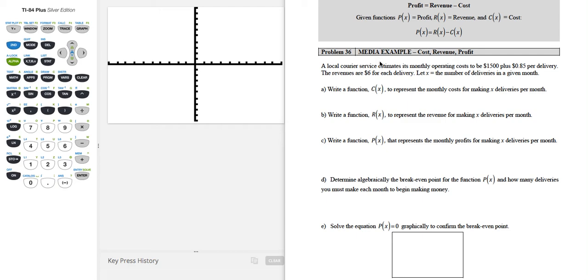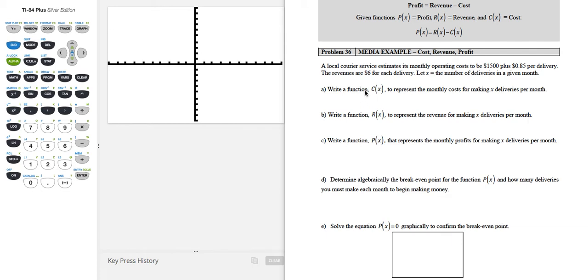In problem 36, we're going to work with an application of function operations, and that's a classic application involving profit, revenue, and cost. So we have a local courier service that estimates its monthly operating cost to be $1,500 plus 85 cents per delivery. The revenues are $6 for each delivery. Let x be the number of deliveries in a given month.